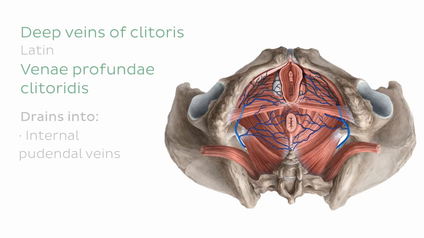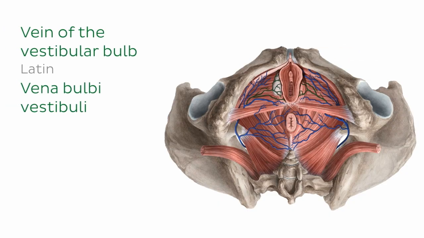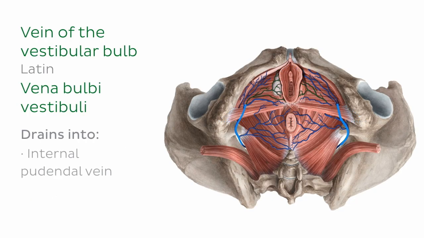Next, let's have a look at the vein of the vestibular bulb, and like its name suggests, it drains the vestibular bulb, which you can see in this image just here in blue, beneath the bulbospongiosus muscle, as well as the erectile tissue of the vagina. Like the deep vein of the clitoris, the vein of the vestibular bulb also courses posterolaterally in the urogenital triangle before draining into the internal pudendal vein.